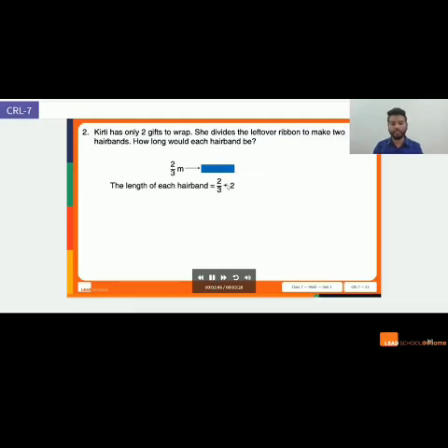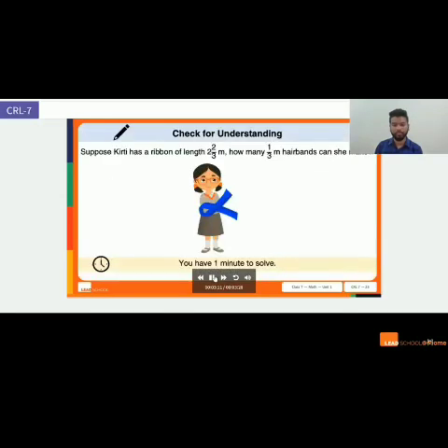Divide the ribbon into 2 equal parts. This means the length of each part will be 2 out of 3 divided by 2. Recall that dividing a number by a fraction is the same as multiplying it by the fraction's reciprocal. This will give us 1/3 of a meter. Therefore, each hairband is 1/3 of a meter in length.